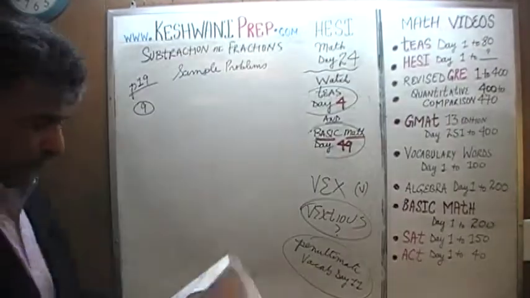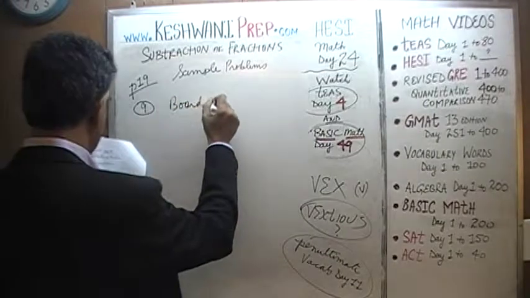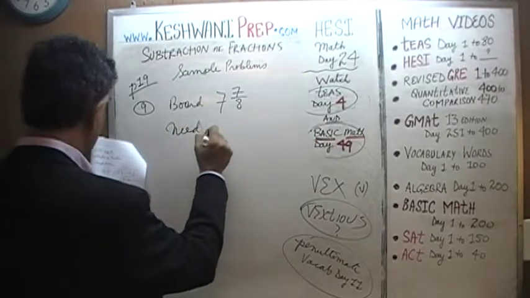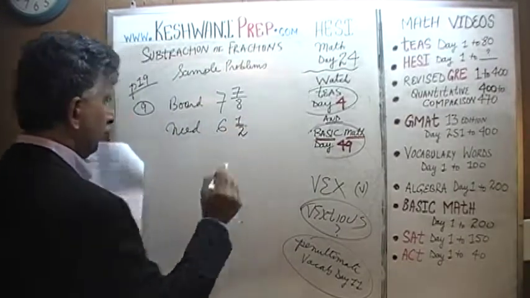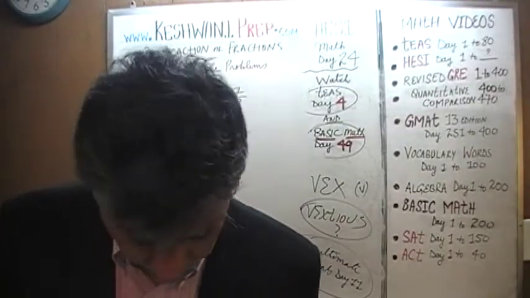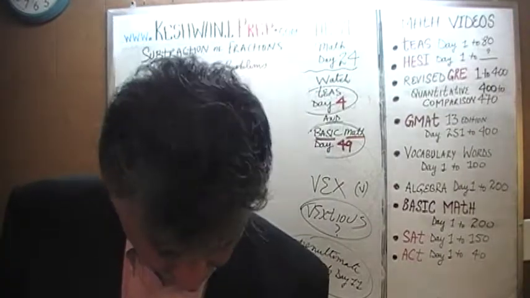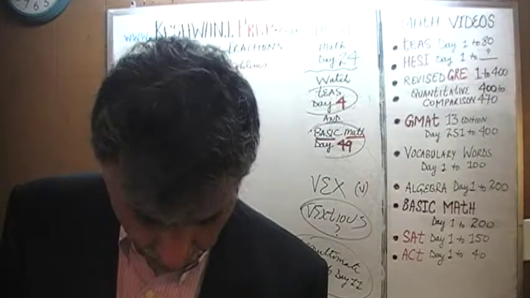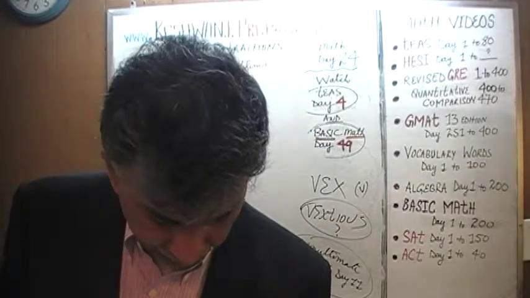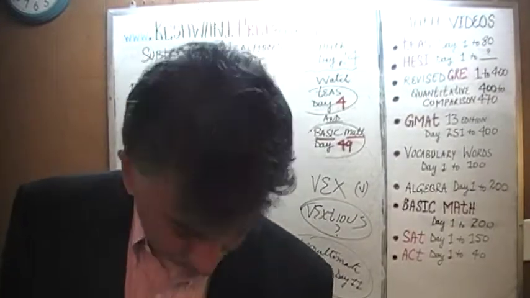In number 9, we have a board which we are told is 7 7/8 feet long. We are further told that for our work we need 6.5. Let me read the question word for word. It says Ellen is making a table. The table will be 6.5 feet long. So we need a 6.5 feet long board. They go on to tell us that it's 4 feet wide, which doesn't really concern us. We are interested in the length.